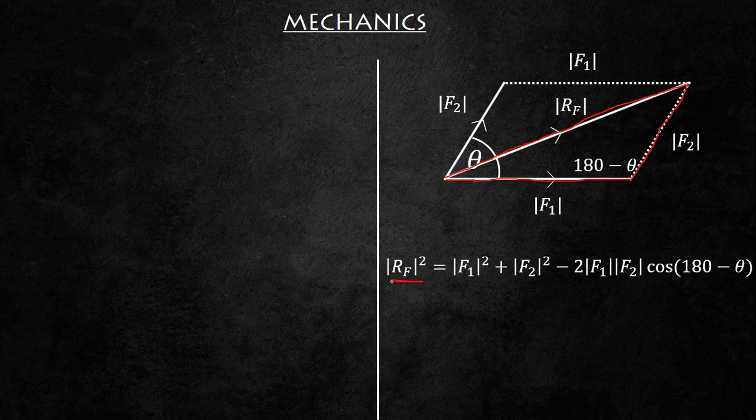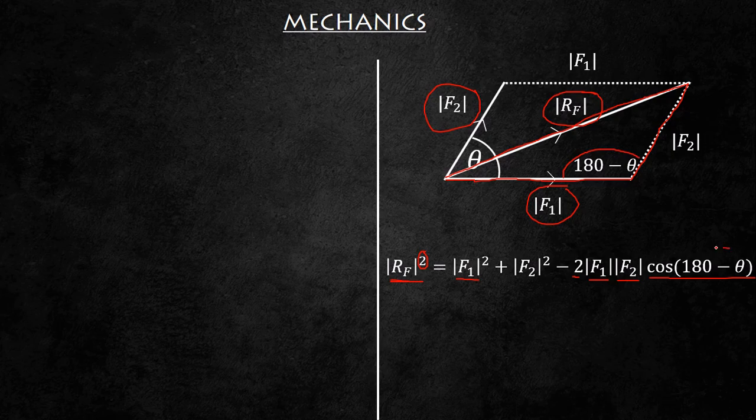So with the cosine rule, this is the rule. Now it is the resultant force, that is this force over here, the resultant force squared is equal to the force 1 squared plus the force 2 squared minus 2 times the force 1 times the force 2 times the cos of 180 minus theta. So now this is the formula that we are going to use to solve for the magnitude of the resultant force. So again, the resultant force squared is equal to force 1 squared plus force 2 squared minus 2 times force 1 times force 2 times the cos of 180 minus theta.